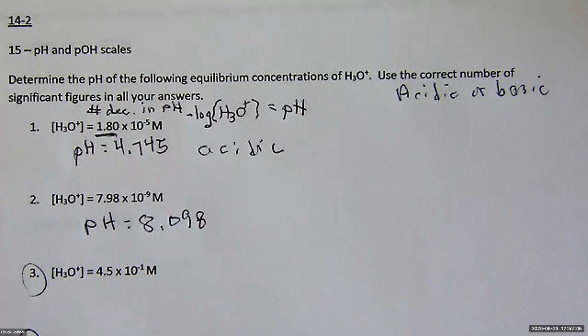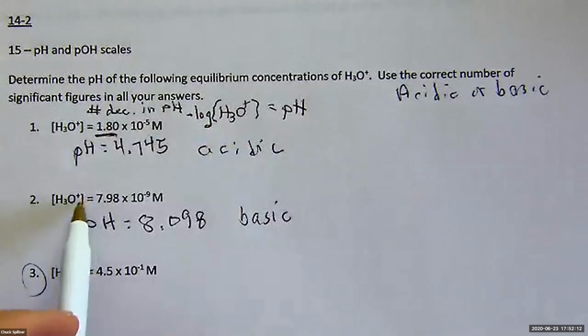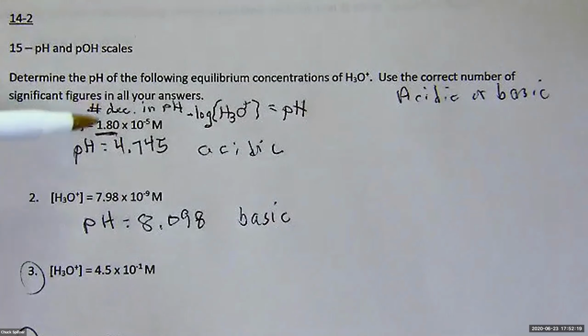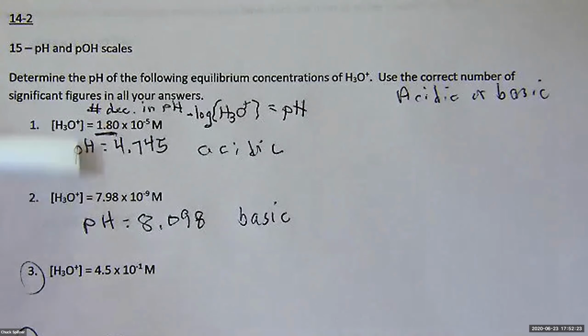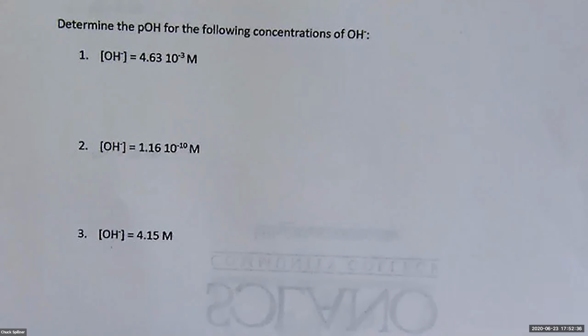Is this acidic or basic? Well, the pH is greater than 7. That means it's basic. But the hydrogen ion concentration is also less than 1 times 10 to the minus 7, so that also means it's basic. So you can look at the hydrogen ion concentration to determine if it's acidic or basic in relation to 1 times 10 to the minus 7, or you can convert it to the pH and figure it out. Okay, so you do the next two. 3 and 4 are for you to do.